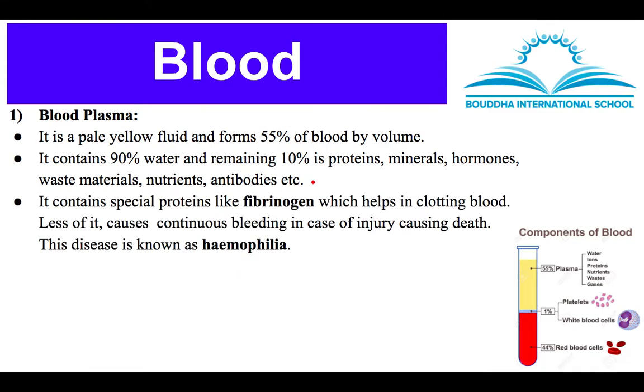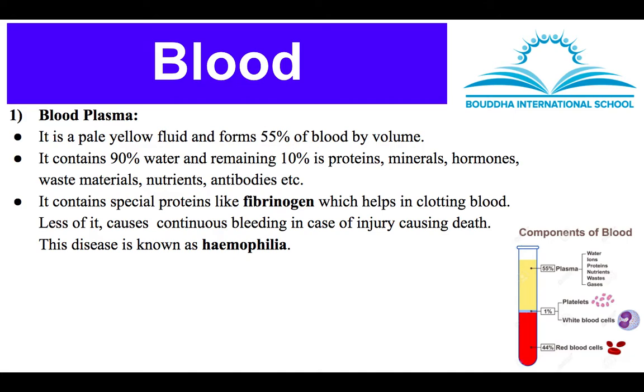It also contains special proteins like fibrinogen. It can be asked in exams. This fibrinogen protein is very important, present in the blood plasma. And why is it important? Because it helps in clotting blood. Fibrinogen will help in clotting blood with the help of other blood cells called platelets. So platelets and fibrinogen protein work together and help in clotting.